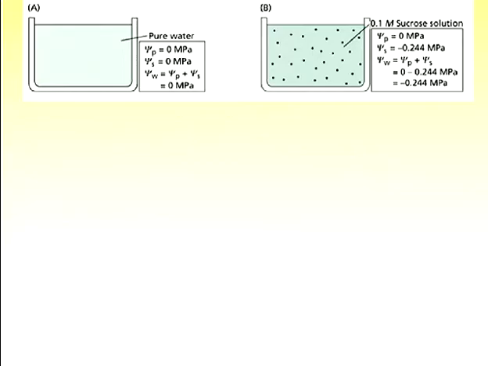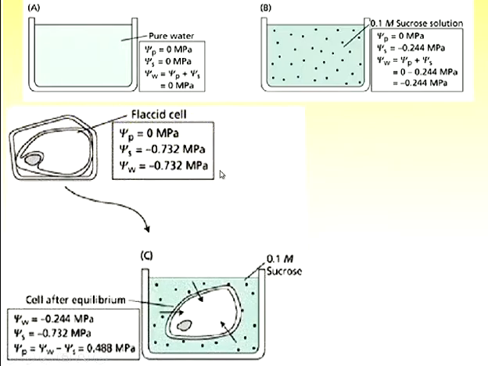So here we have another example, a third example, which is the most complex. We have our flaccid cell again. In this case, it has a water potential of minus 0.732. It's flaccid, so no pressure potential. Solute potential, therefore, is the same as the water potential. Now we throw it in a solution of 0.1 molar sucrose.